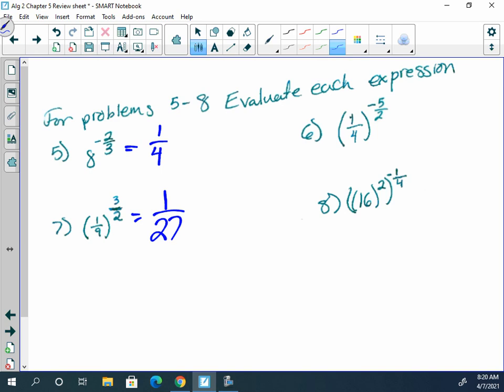1/9 to the 3/2. Because we can type these into the calculator and we would get our answer. So for any one of these here, we can just type these into the calculator and we would get our answer.